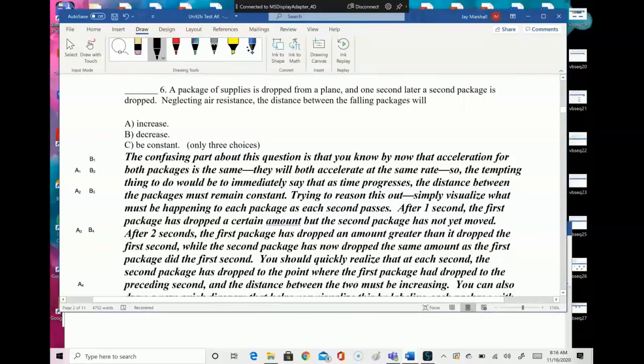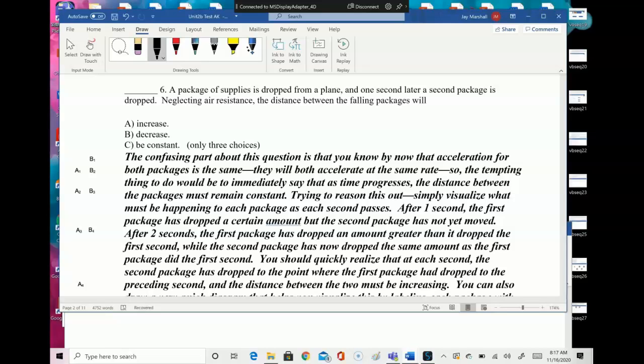A package of supplies is dropped from a plane. One second later, a second package is dropped. Neglecting air resistance, the distance between the falling packages will... Okay? And there is a major trickiness to this question.